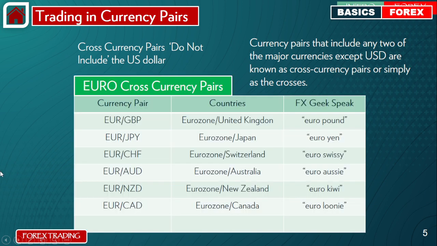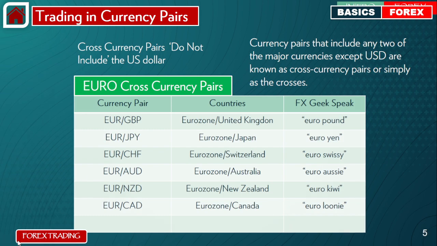These are the cross currency pairs for the euro. We have Euro GBP, also called Euro pound. We have Euro JPY, Euro yen. We have Euro CHF, also called Euro Swissy. And we have Euro AUD, Euro New Zealand, and Euro CAD. You can see that in all of these euro currency pairs, the euro is the base currency.